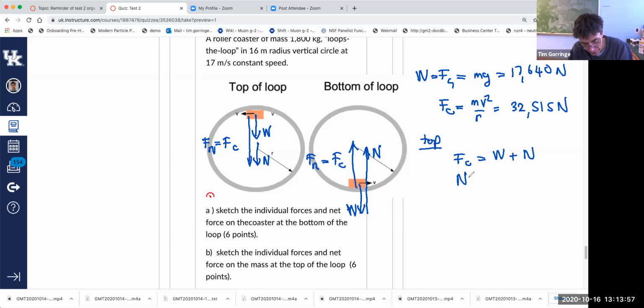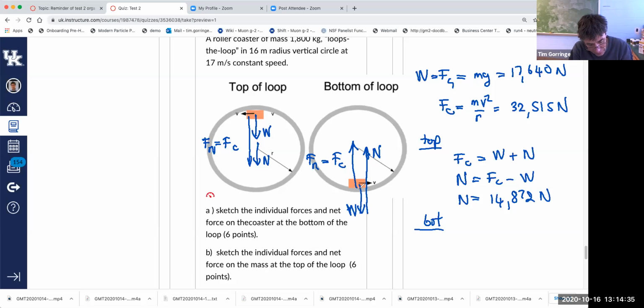And so if I want to calculate the normal force, it's going to be rearranging this equation. It's going to be the centripetal force less the weight. And I know the centripetal force is 32,000 newtons. The weight is 17,000 newtons, roughly. And if I plug in those numbers, I got 14,872 newtons. So that was the top. What about the bottom?